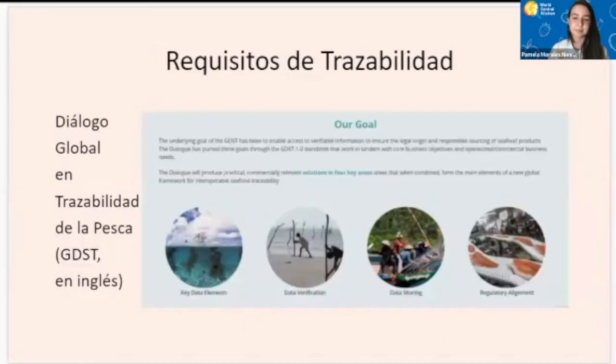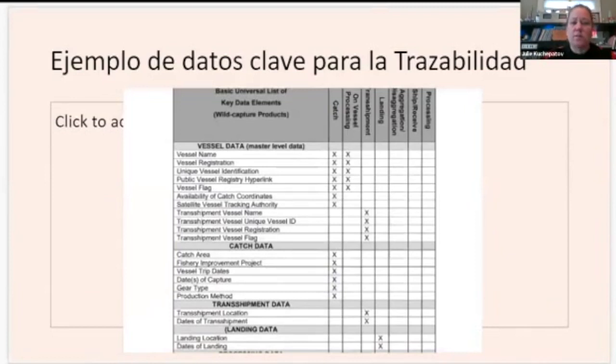So there is an organization called the Global Dialogue for Seafood Traceability. Hay una organización que se llama el Diálogo Global en Trazabilidad de Pesca. And I will tell you what they did. They essentially set standard definitions, called key data elements, which is right here. Ellos identificaron unos elementos clave para poder hacer esta evaluación.